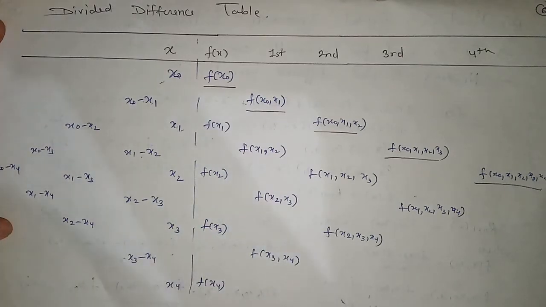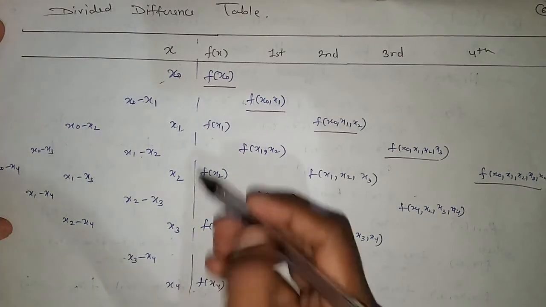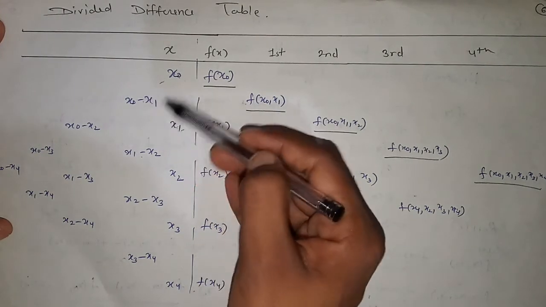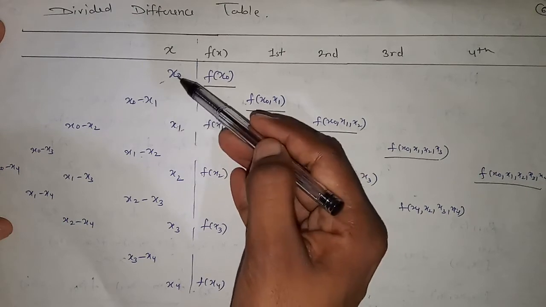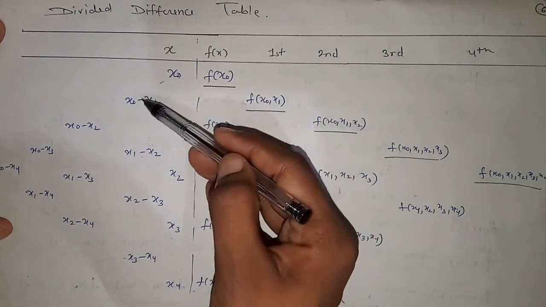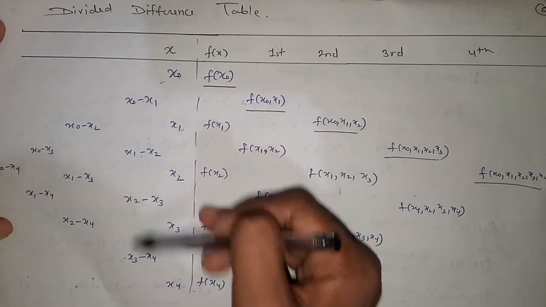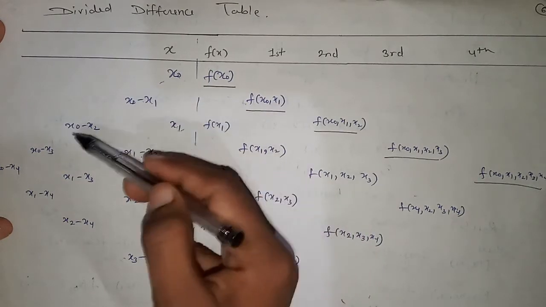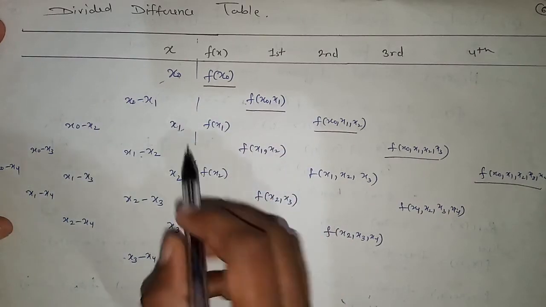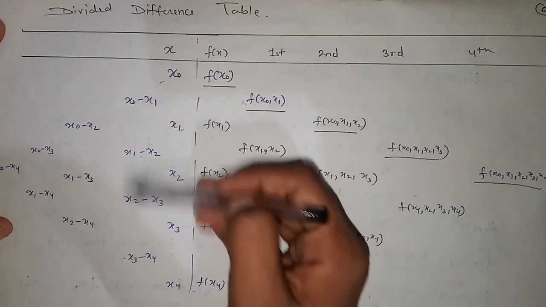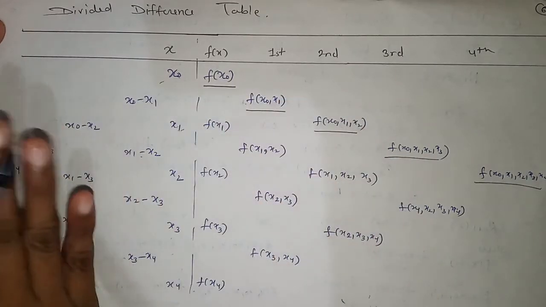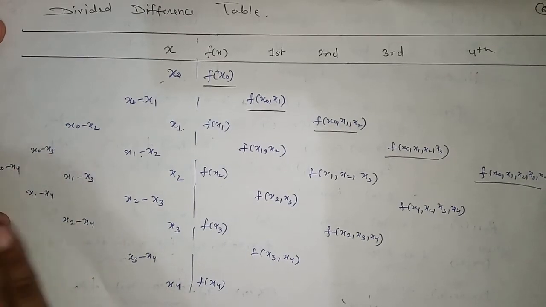You have to remember that here we are subtracting from these x values, not from these differences. So we are subtracting x0 minus x1, x0 minus x2, x0 minus x3, x0 minus x4. But we are not subtracting these two, then these two, then these two. If you try to find the solution that way, you will get the wrong answer. So you have to take care that every difference is calculated from x only, not from these differences. So now I hope you understand how to form this left hand side table.